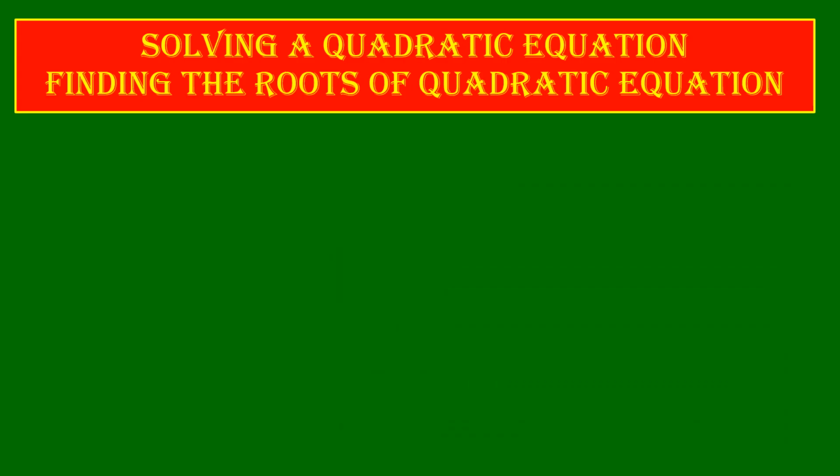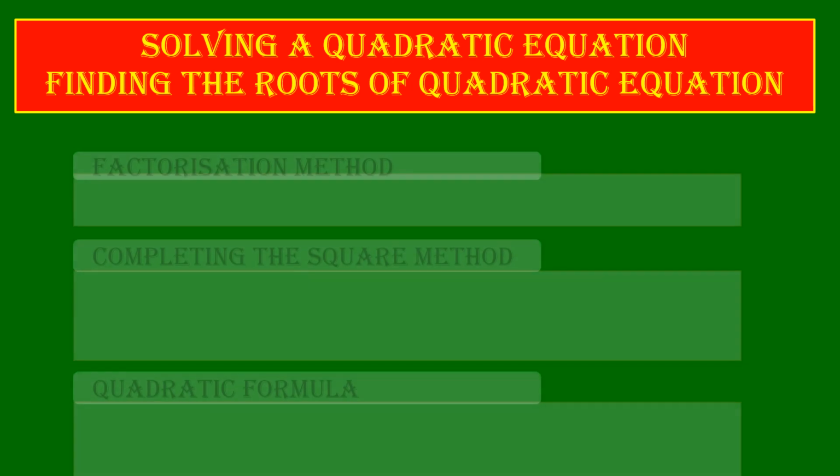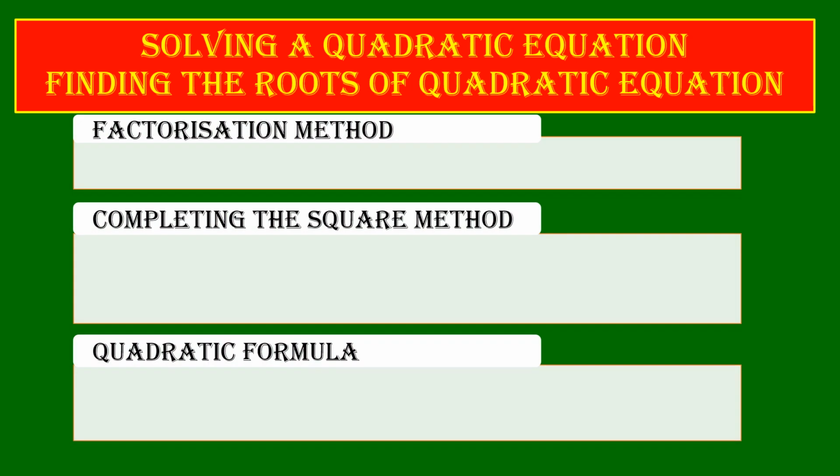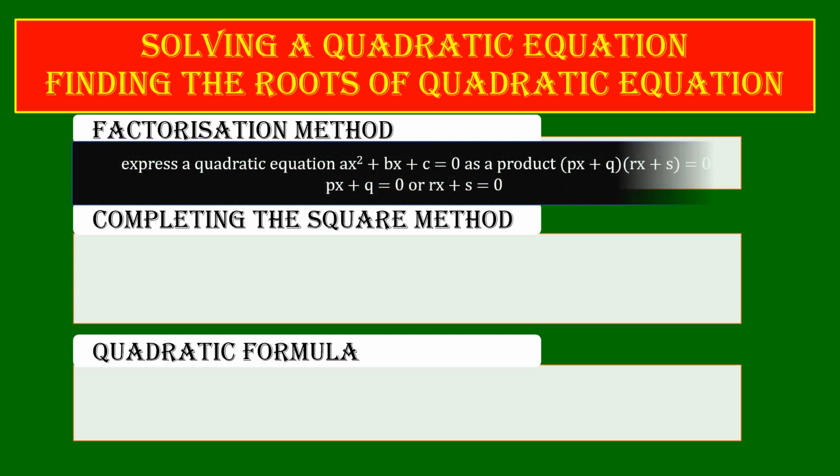So now let's discuss the methods of solving a quadratic equation, finding the roots of a quadratic equation. In this chapter, we'll discuss three methods: factorization method, completing the square method, and quadratic formula for solving the quadratic equation or finding the roots of an equation. First one, factorization method. We'll express the equation as a product of two linear polynomials, (px plus q)(rx plus s) is equal to 0, and then comparing each factor with 0 we'll find the value of x, or we find the root of the equation.